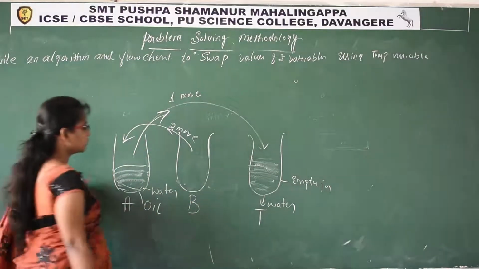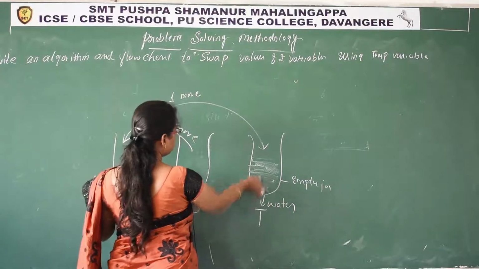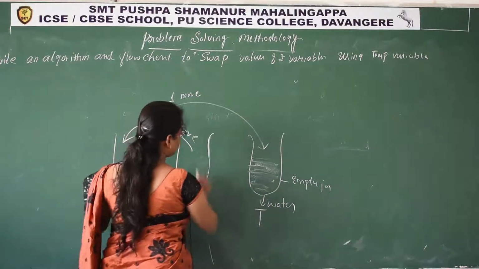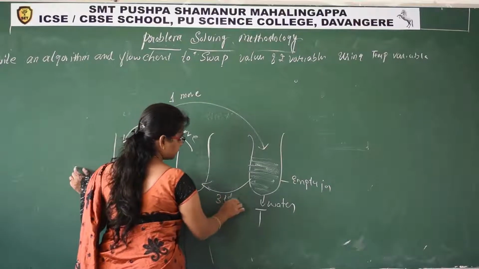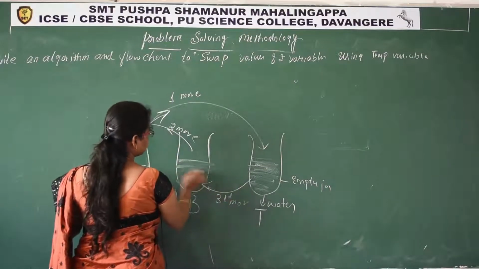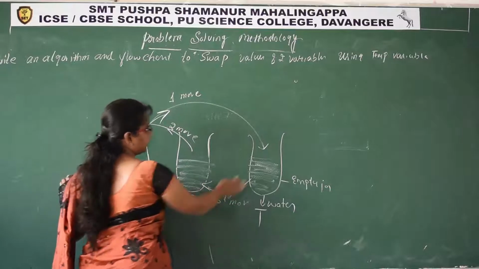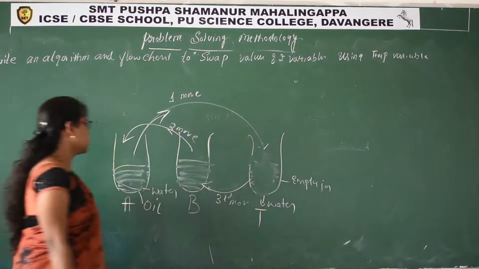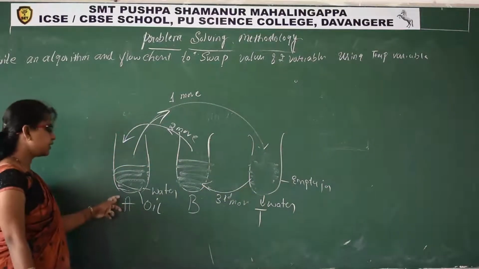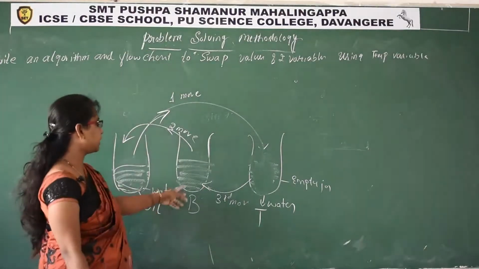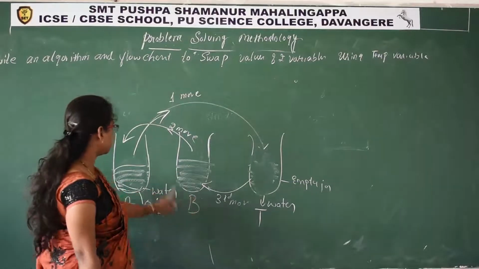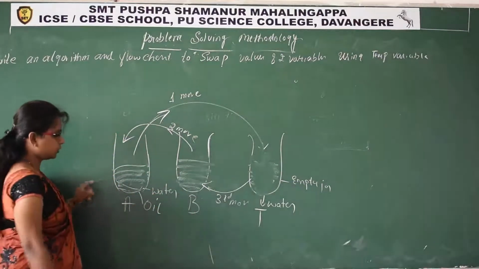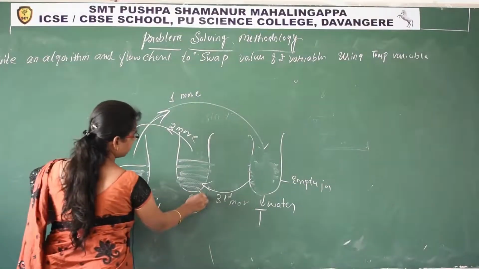In the third move, I have to pour this water from jar T to jar B. This is the third move. Now B becomes empty. Before, what was there in jar A? Water was there and jar B contained oil. Now jar B has water, and jar A has oil.